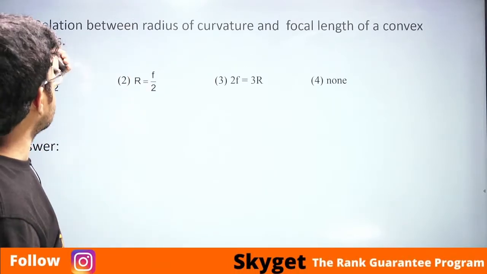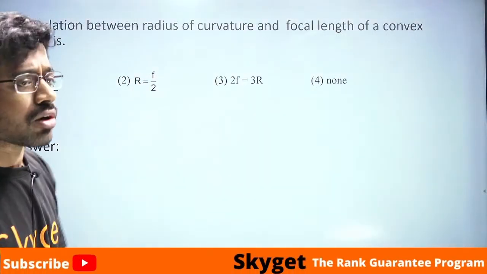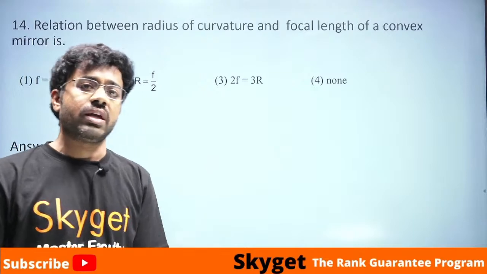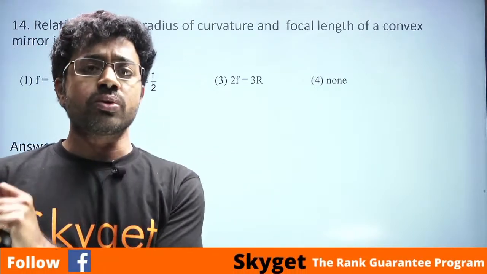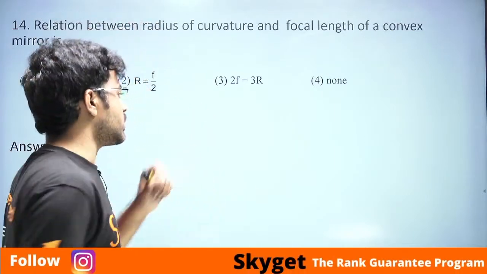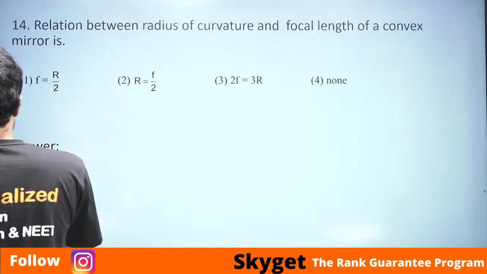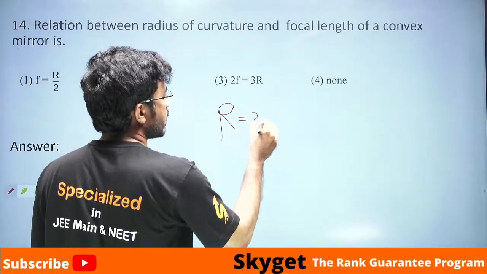Next he is asking what is the relation between the radius of curvature and focal length of a convex mirror. Obviously we know the relation between the focal length and the radius of curvature: capital R is equal to 2 times f, that is, R is equal to 2 times the focal length.